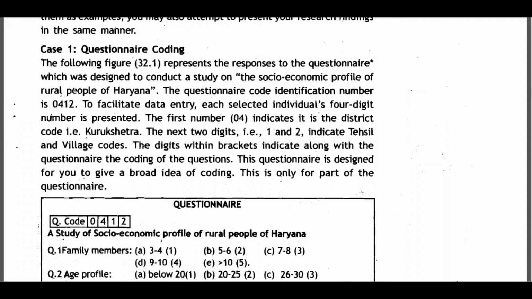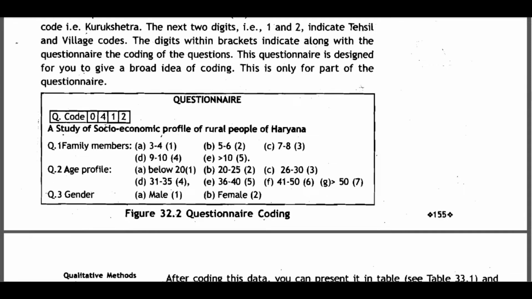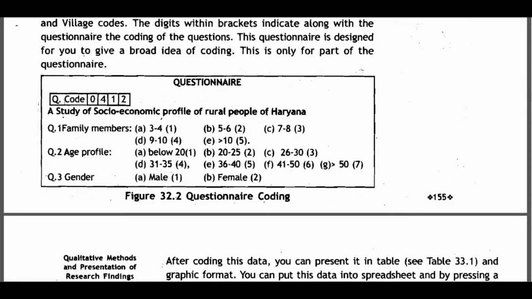This questionnaire is designated for you to give a broad idea of coding. This is only for a part of the questionnaire. So the questionnaire code is 0412, a study of socio-economic profile of the rural people of Haryana. First, family members, how many are there? And age profile, that also in the ranges as given. Gender, male, female.